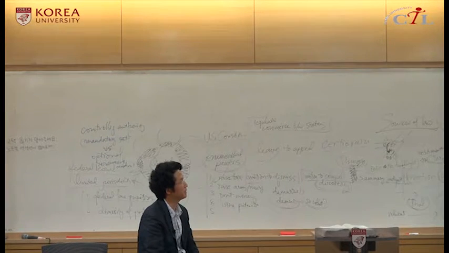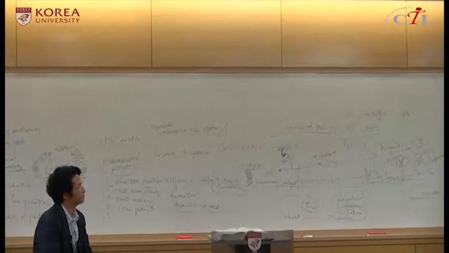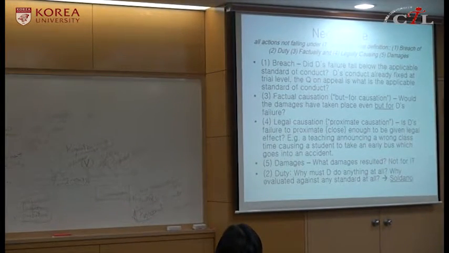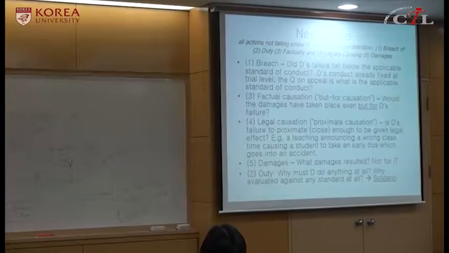How about legal causation? It's also called proximate causation. The question you ask is whether defendant's failure is proximate enough to be given legal effect. An example is a teacher announcing a wrong class time, causing a student to take an early bus which goes into an accident.